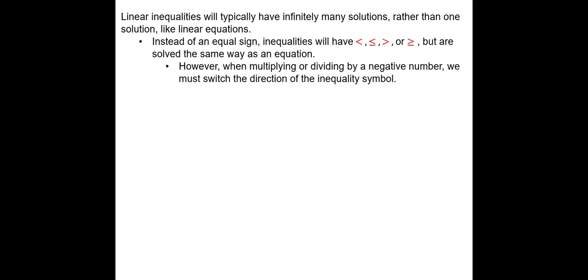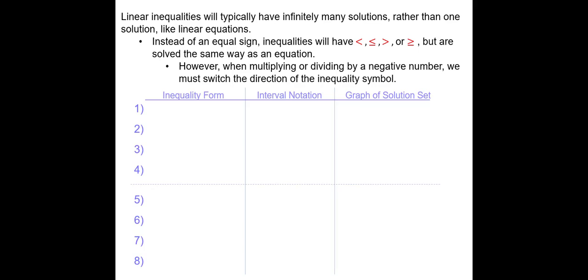The answer is now going to be a whole span of solutions where x is going to be larger than a value or smaller than a value. So notice that the only difference is going to occur in solving linear inequalities if we're dividing or multiplying both sides by a negative number. So we're going to have 8 different situations that could show up.